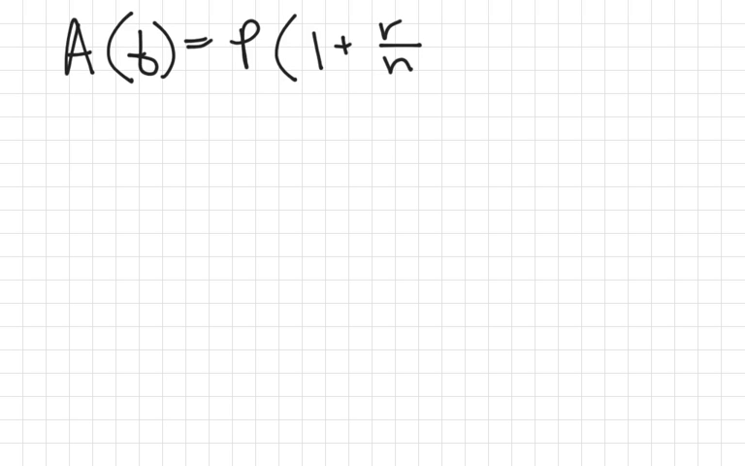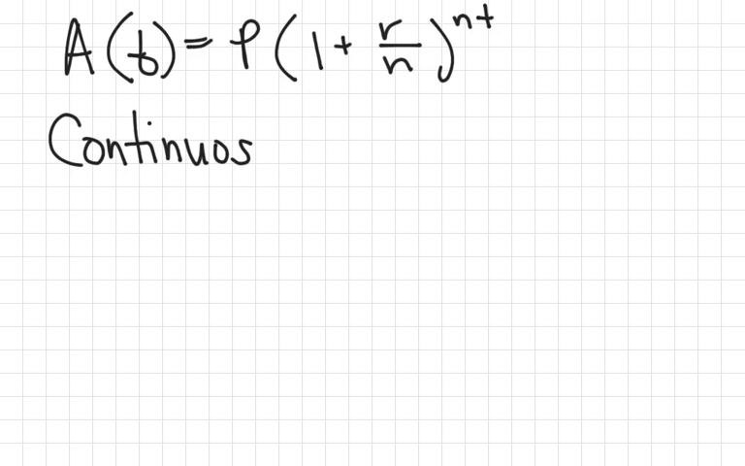In the last section, we talked about compounding interest, and the formula for compounding interest was this. This is the formula we're going to use when we compound interest annually, semi-annually, quarterly, monthly, daily, hourly. But there's another type of compounding called continuous compounding.